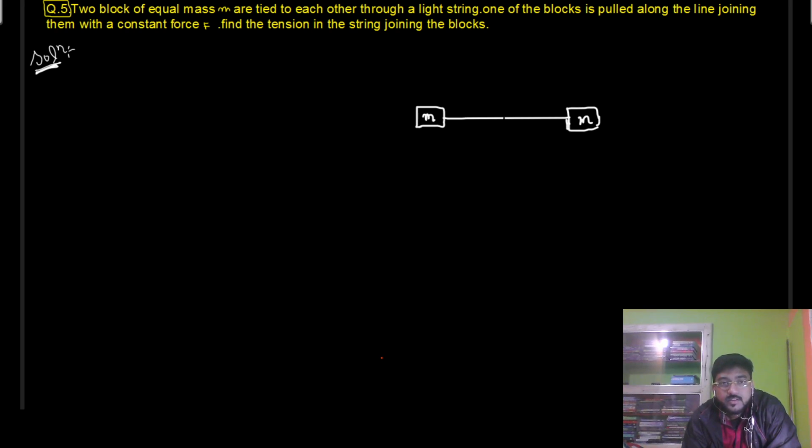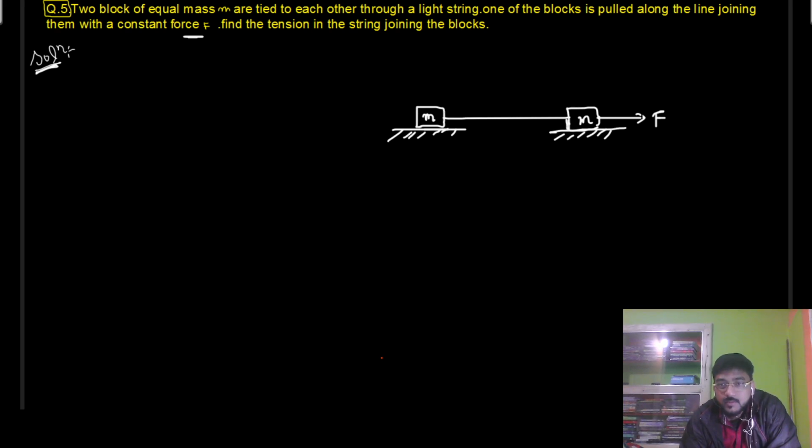So the mass of the string is 0 and one of them is pulled with a constant force F. Let me take that this mass m is pulled by this constant force F. Now what we have to find out is the tension in the string. These are on the ground, the floor. So we have to find the tension in the string.